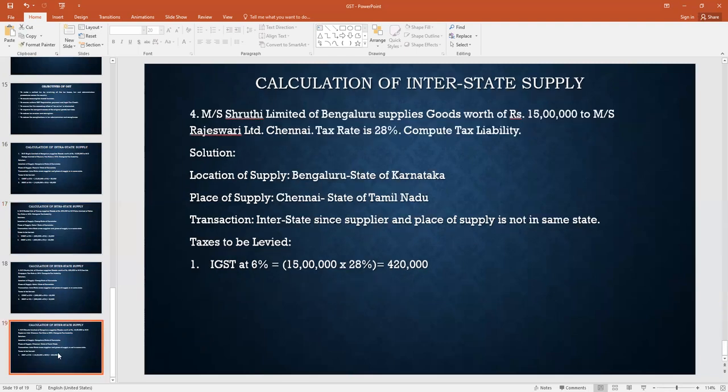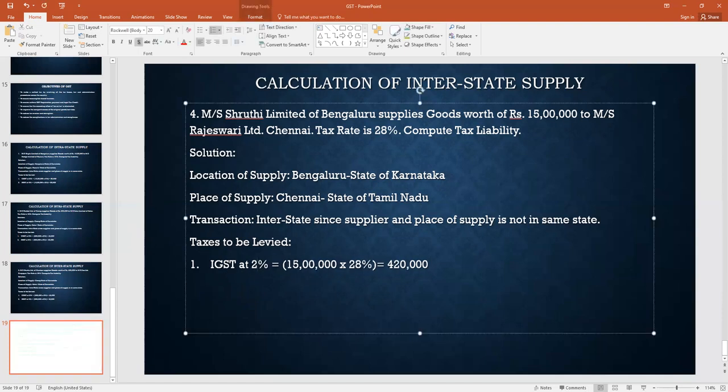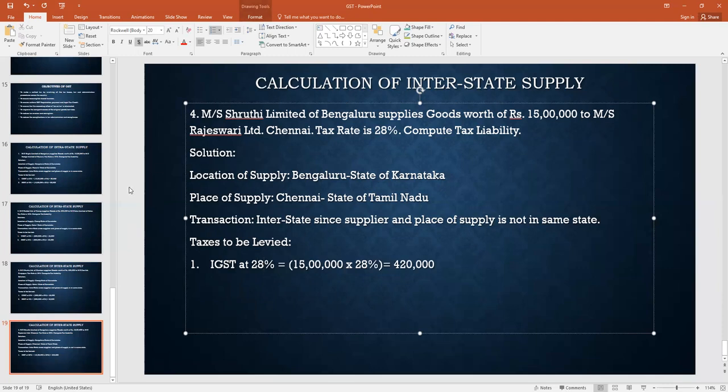Next slide, we will talk about how to calculate the interstate supply. Suppose we are supplying any product to another state or any union territory, in that case, we need to calculate the IGST, integrated GST. And this integrated GST has to be collected by the central government itself. Here, the state government will not collect any kind of GST.